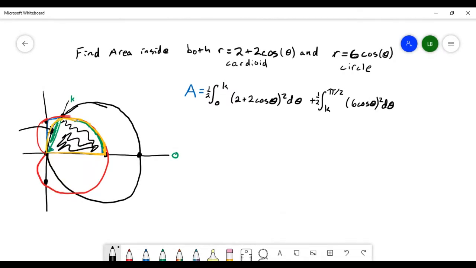All right. Let's find this angle K that we need to use to split up our two functions. And remember, it's this point where our two functions are exactly equal. So we set 2 plus 2 cosine of theta equal to 6 cosine of theta, and we get that 2 is equal to 4 cosine of theta if we subtract 2 cosine theta from each side. That's where cosine of theta is equal to 1 half, and that, of course, occurs at pi over 3. Over 3, not over 4. So that would be our angle K.